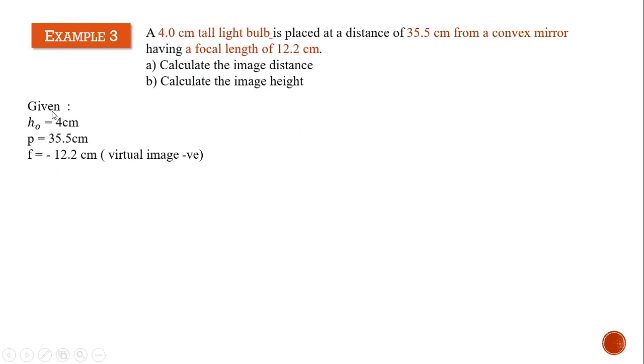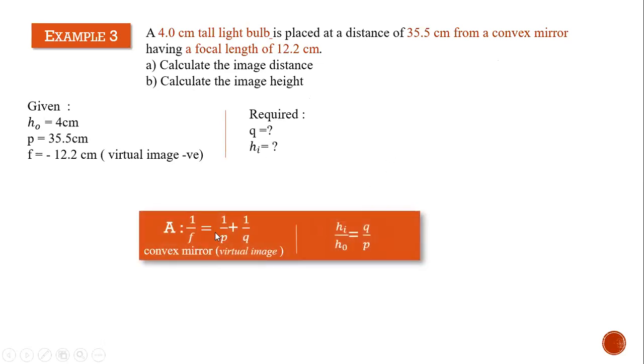Why have I taken it with a negative sign? Because it is a convex mirror and focus is behind the mirror. Okay, now what we are required to do: calculate the image distance, that is q, and calculate the image height, that is hi. Okay, now analysis, which formula? The formula will remain the same, and the formula for finding the height will be: the ratio of the height of the image to the object is equal to the ratio of the distance of image from the convex mirror to the distance of object from the convex mirror.